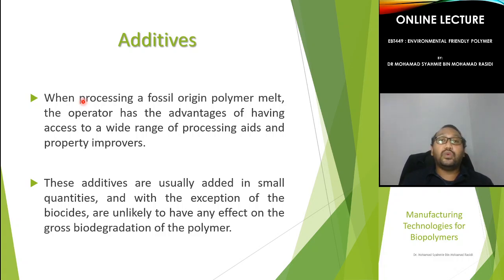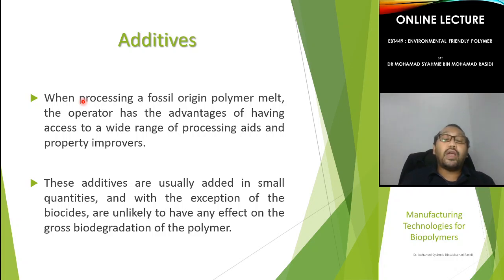And then additive. As we know, additives are very important when we intend to manufacture a certain product. Additives help, or aid, the processing of the material as well as enhance the properties of the desired materials. When processing a fossil origin polymer melt, the operator has the advantage of having access to a wide range of processing aids and property improvers. These additives are usually added in small quantity and, with the exception of biocides, are unlikely to have any effect on the gross biodegradation of the polymers.